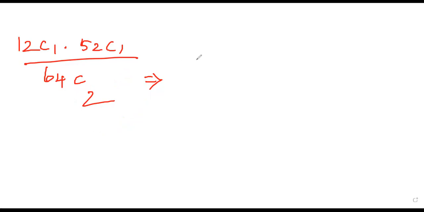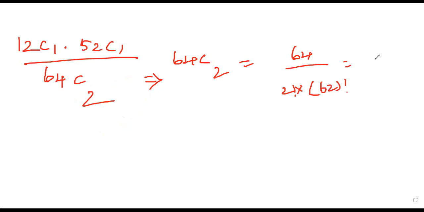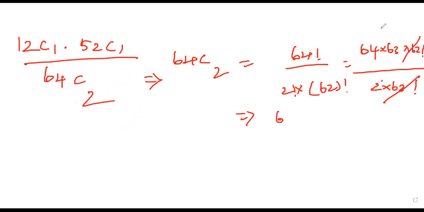So let's find what 64C2 is. It is 64 factorial upon 2 factorial times (64 minus 2) factorial, which is 62 factorial. So it's 64 into 63 into 62 factorial divided by 2 into 62 factorial. The 62 factorials cancel. This will be simplified as 32, so it's 32 times 63. So let's find out what 32 times 63 is. It's 2016.